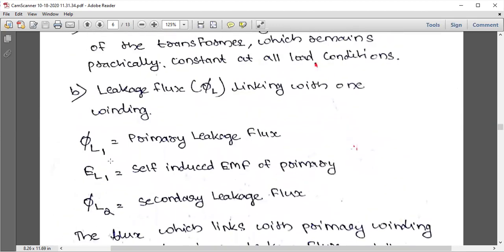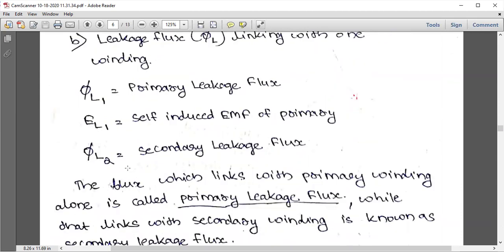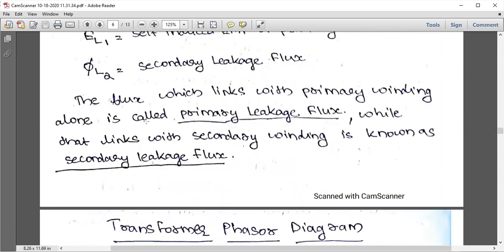Okay, phi L1 we call the primary leakage flux, and EL1 is the self-induced EMF of the primary, and phi L2 is the secondary leakage flux, and EL2 will be the mutually induced EMF. The flux which links with the primary winding is called the primary leakage flux, while that which links with the secondary winding is called the secondary leakage flux. You know that. Only the simple things you need to know.